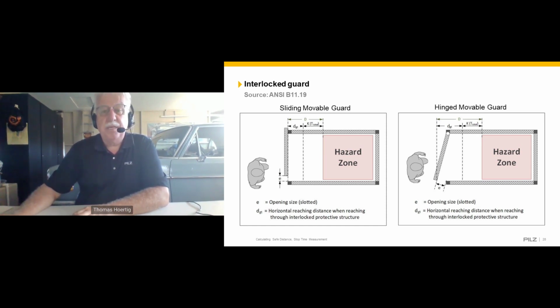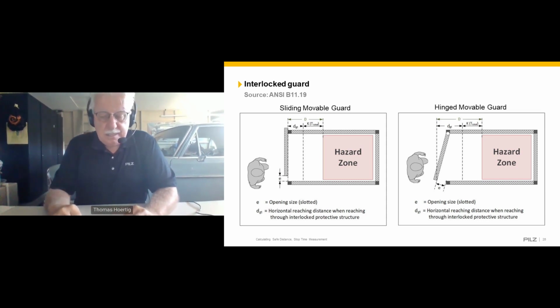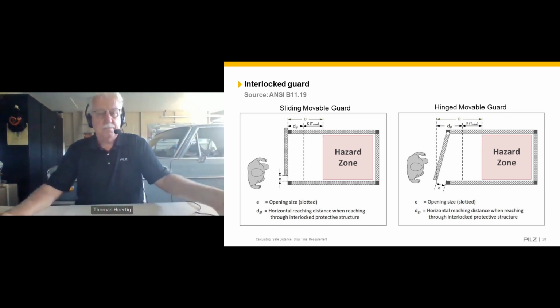And the other example here is if you have a hinged, like a swing guard. So here's the angle, and then it opens up this way. And here you have the distance E, and you have the reach from this end. So again, if it is possible before the system even stops that you can reach the hazard, then you need to look at an interlocked safety door switch with guard locking.